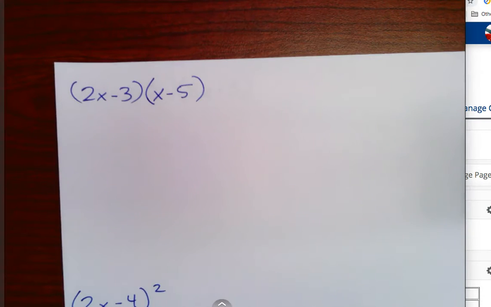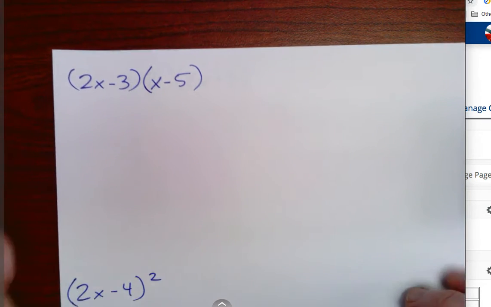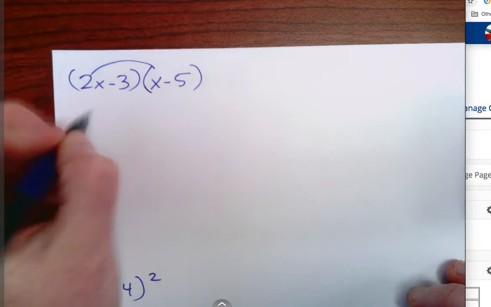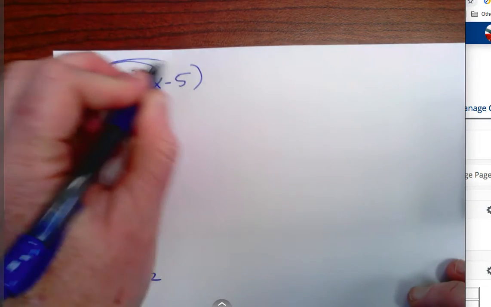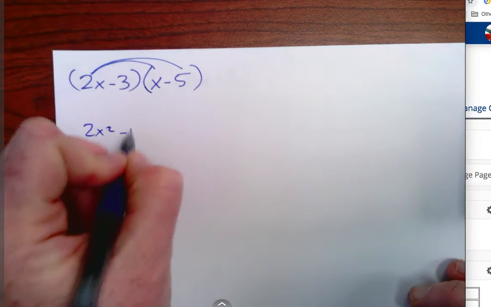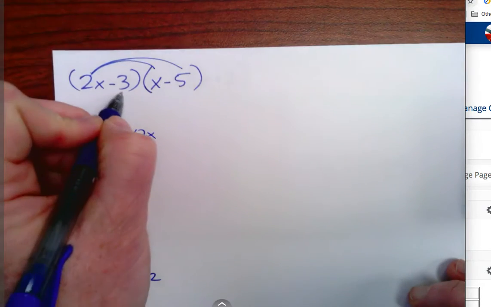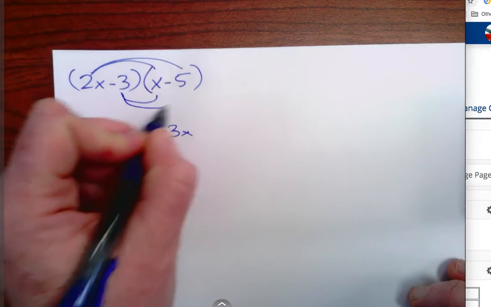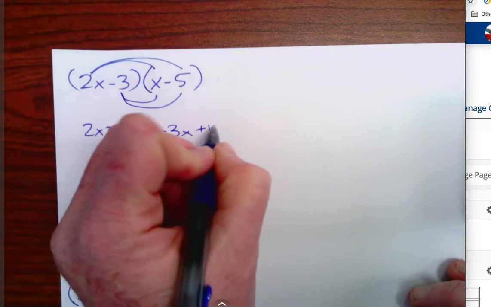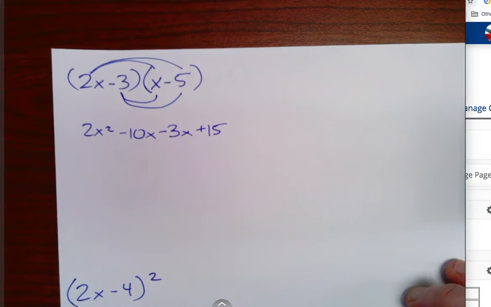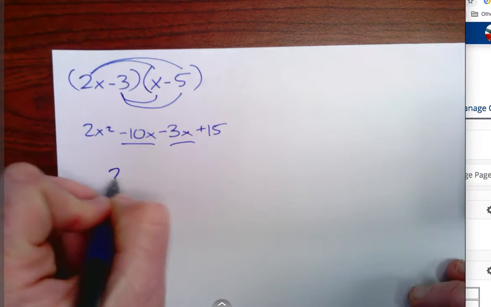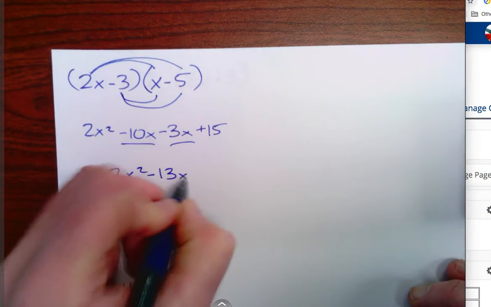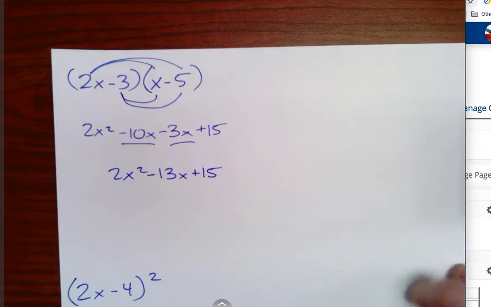So let's take a look at this next one. 2x minus 3 times x minus 5. I'm going to go ahead and just use the distributive property. 2x times x, 2x squared. 2x times a negative 5. Negative 3 times x. Negative 3 times a negative 5. And now we just combine like terms. 2x squared minus 13x plus 15.